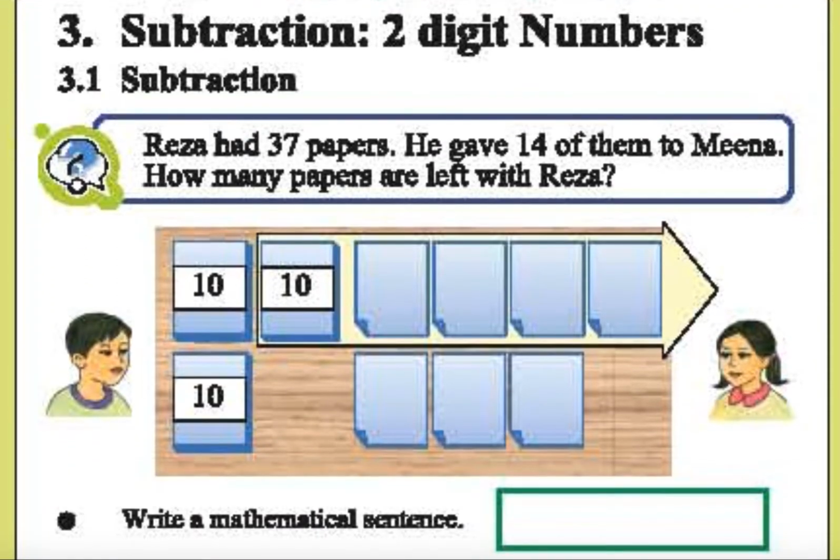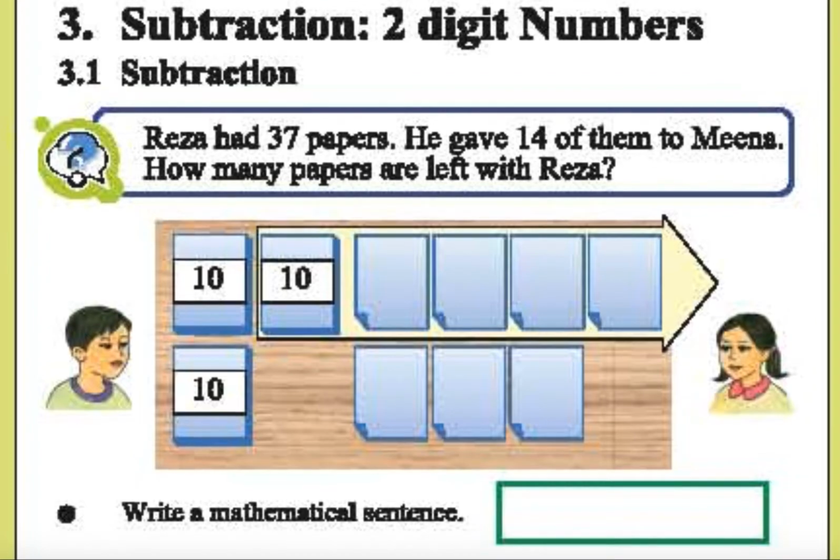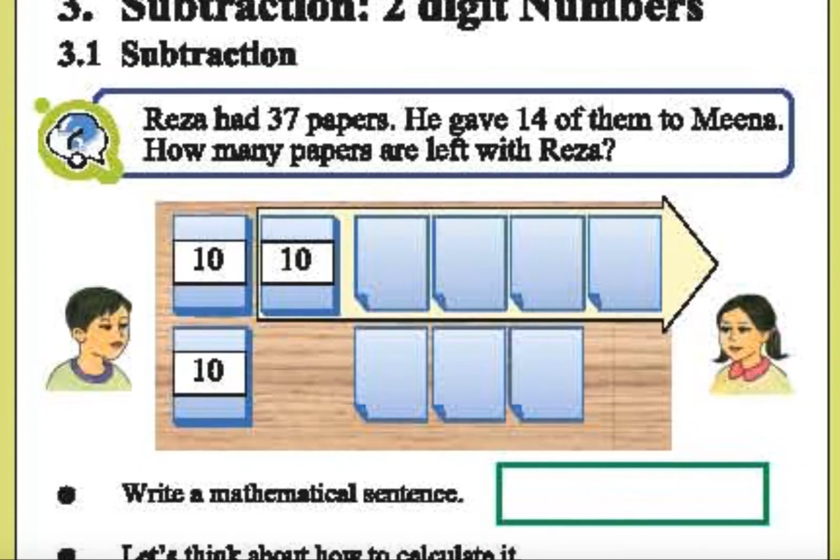Raja had 37 papers and he gave 14 of them to Meena. He had 37, he gave 14 to Meena. How many papers are left with Raja? How to tell? These are 30 and 7 papers, right? Now you gave 14 from here, 10 and 1, 2, 3, 4. Well, how many left? 20, 1, 2, 3, 23.